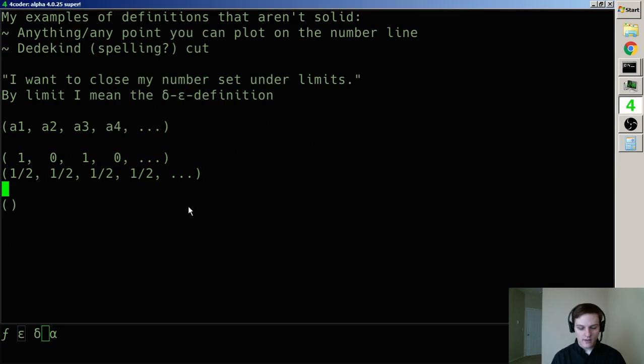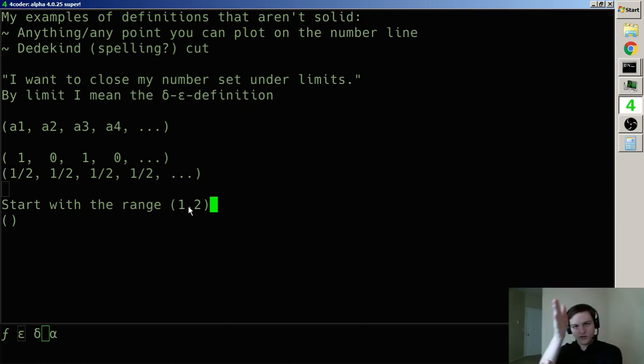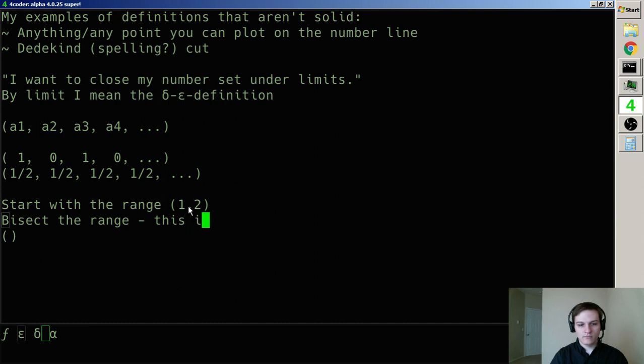The way we're going to do this is a series of bisections of a range. We're going to start with the range 1 to 2, the range from the rational number 1 to the rational number 2. At each step we're going to bisect the range, taking the point right in the middle of it, and this is the next element of the series. For instance, if I bisect this range, I get 3 over 2, or 1.5, as the next element of my series. Great.